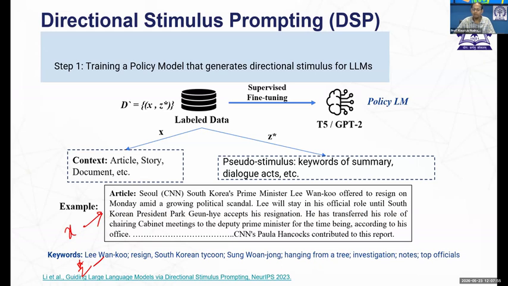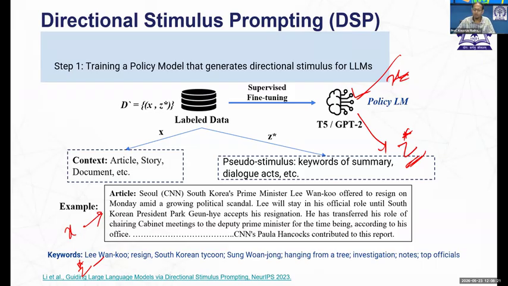You are basically training a policy LM. It could be T5 or GPT-2. What is the output of this? Once this model gets trained, it will take X as the input and it will predict z star. So the task of this policy LM is to generate the directional stimulus. And what is the directional stimulus here? These keywords are the directional stimulus, and the input is basically the article or the document.